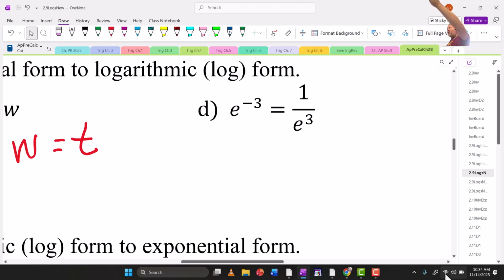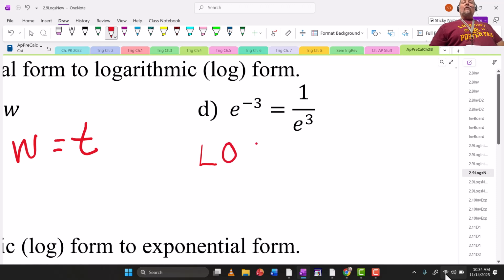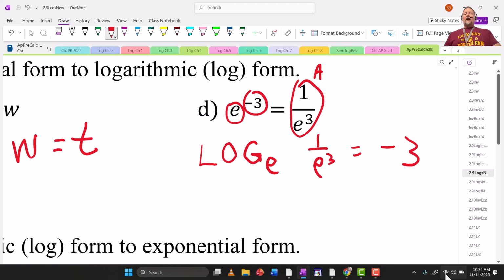Look at what we got here. By the way, isn't that true? Isn't e to the negative third 1 over e to the third, right? Negative exponent rule. But that's not what they're asking. They're asking to change this into a logarithm. So log, here's the base. Here's the answer. Here is the exponent. That's changing it into a logarithm.